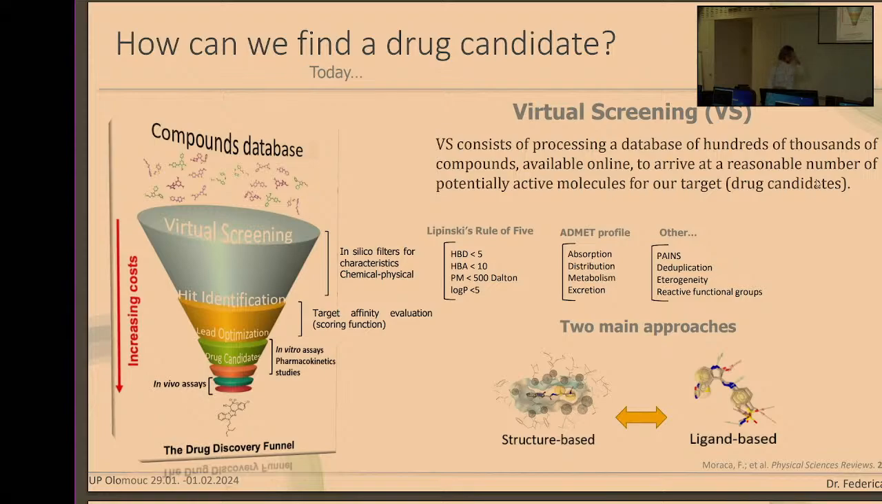So let me give you an overview also of the virtual screening process. The virtual screening process is another in silico approach that allows us to obtain drug molecules. As you've seen also before, in the virtual screening process we can use a database of hundreds or thousands of compounds to be screened, like in this funnel, and by applying several filters to the molecules, we can have one putative molecule to be sent to clinical studies.